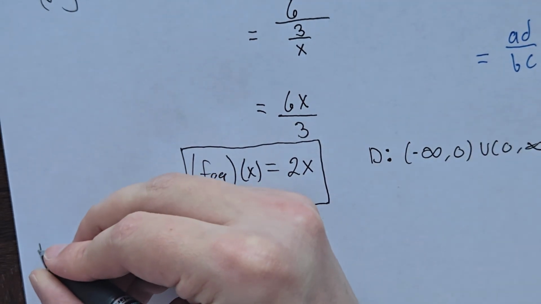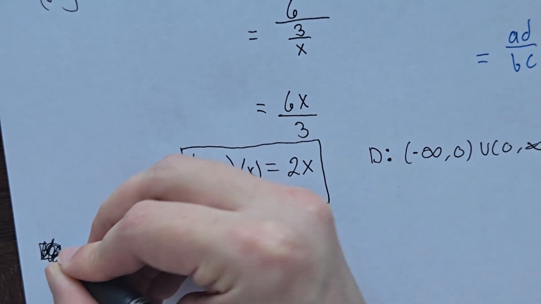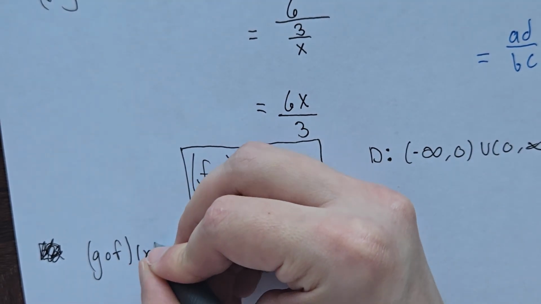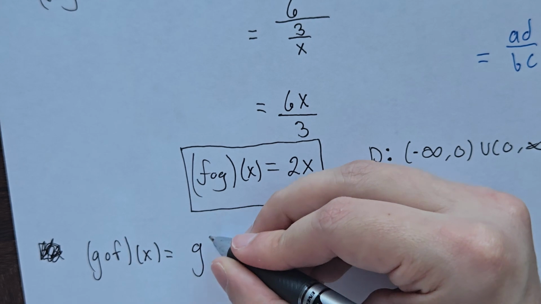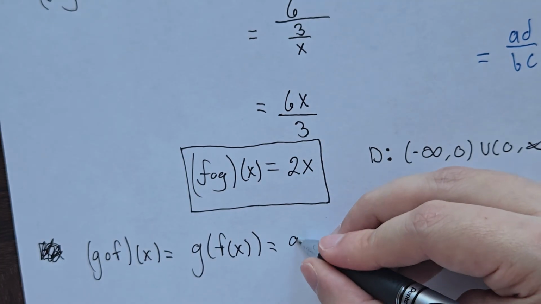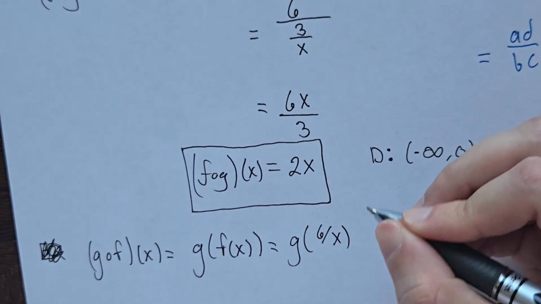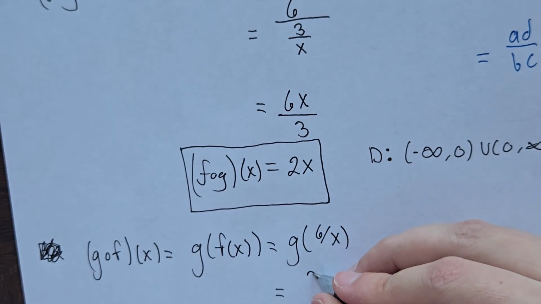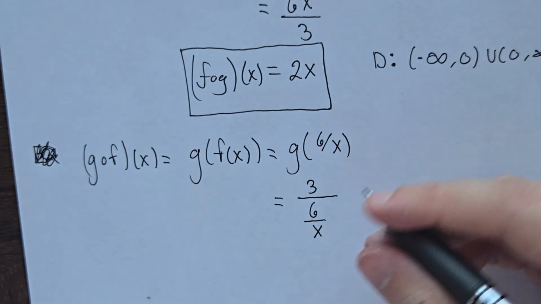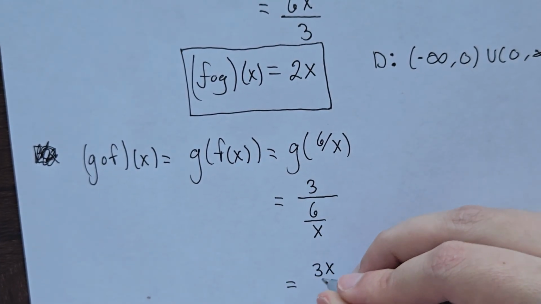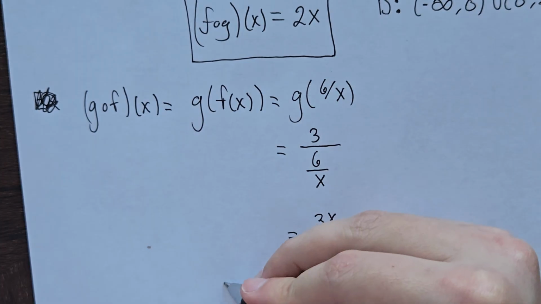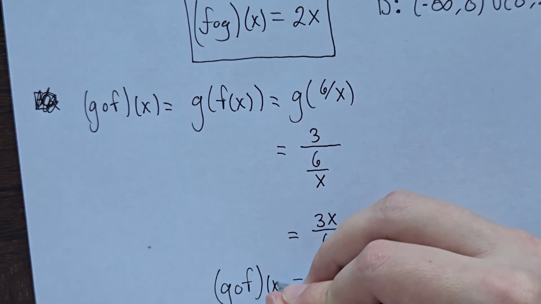Let's go on to the next part of this example, the g of f of x. If we do g of f of x, we're basically just going to be doing the opposite of what we did last time. We'll plug the f of x function into g, and that means that we'll have 3 over 6 over x. And whenever we do the simplification, we'll have 3x over 6, or 1/2 x, for g of f of x.